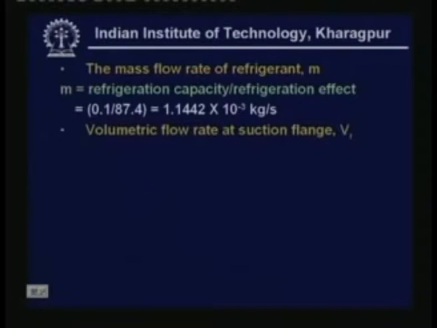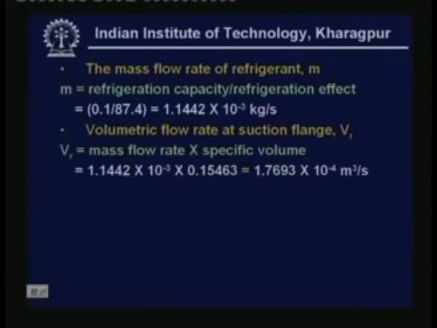Then let us find out the volumetric flow rate at suction flange. And the formula for volumetric flow rate is a product of mass flow rate of refrigerant into specific volume at suction flange. And just now we have found that the mass flow rate is equal to 1.1442 into 10 to the power of minus 3 kg per second, and the specific volume is given in the input data as 0.15463 meter cube per kg. So if you substitute these values, you find that the required volumetric flow rate at suction flange is equal to 1.7693 into 10 to the power of minus 4 meter cube per second.